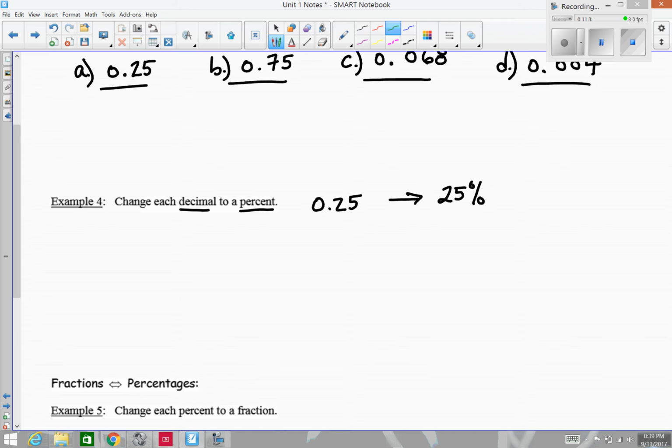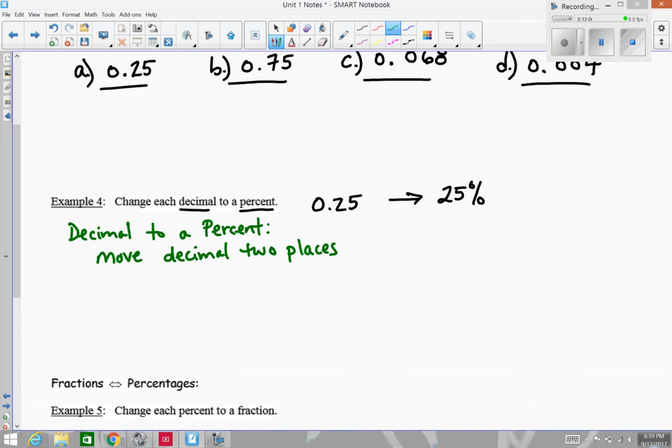So here's what I mean. To change from a decimal to a percent, we want to move our decimal 2 places. Instead of going to the left, we're moving 2 places to the right. And then after we do that, we are going to insert our percent sign. All right, what we are really doing when we move our decimal 2 places to the right is multiplying by 100.